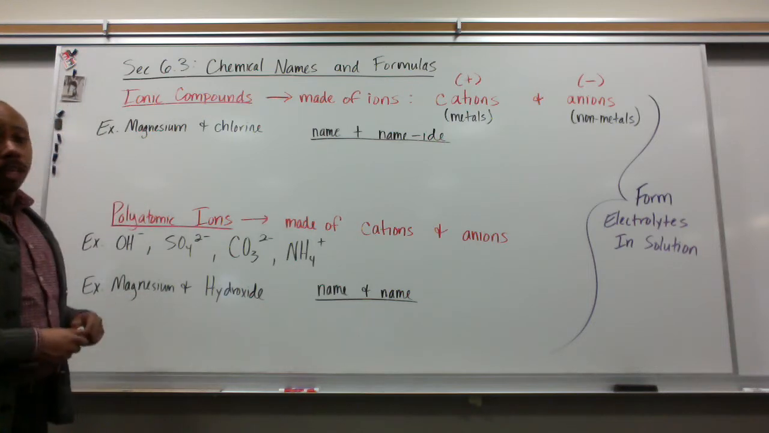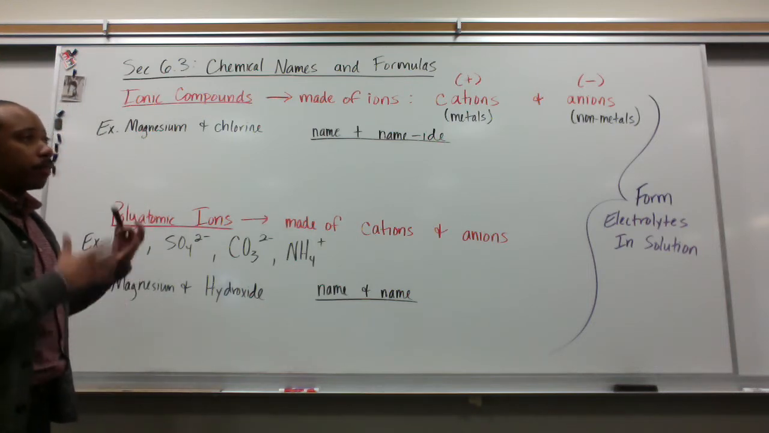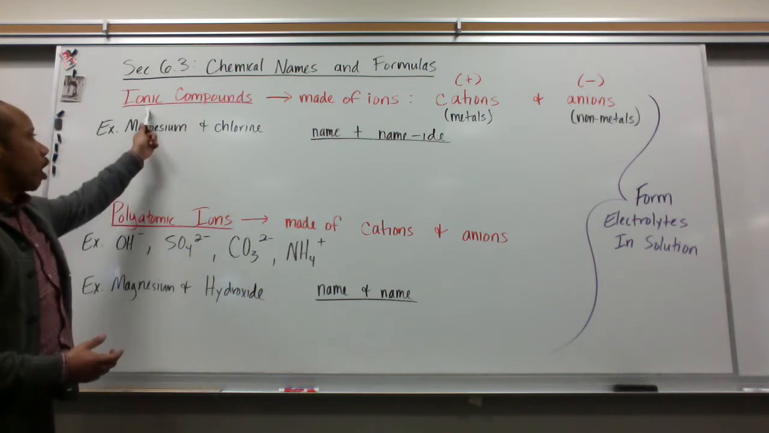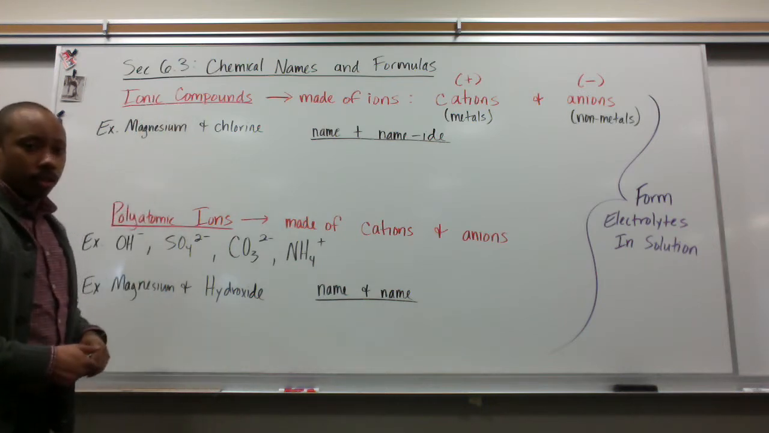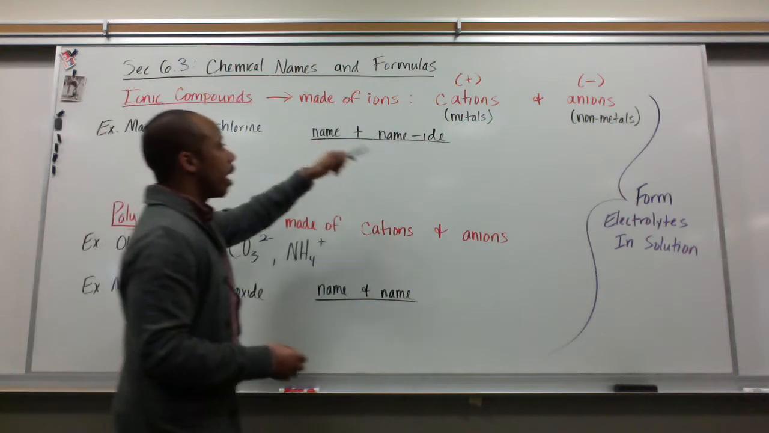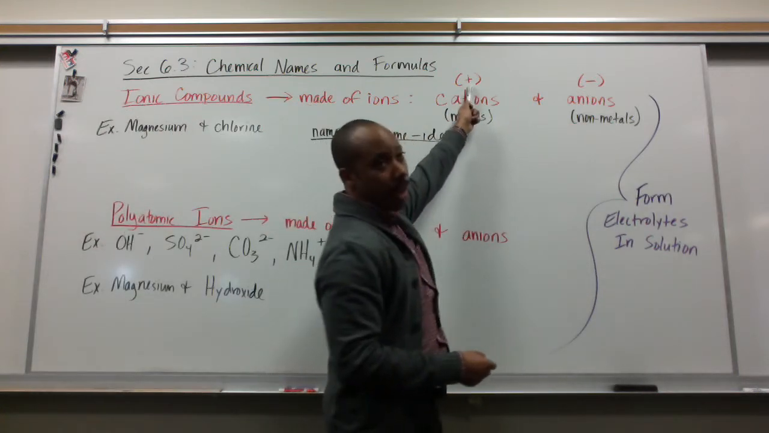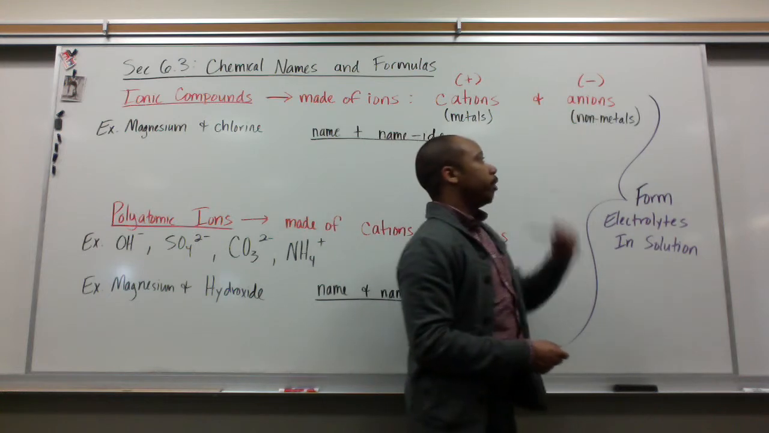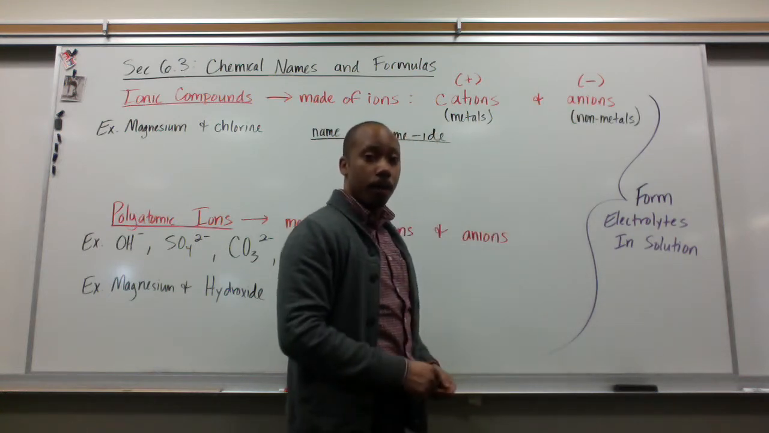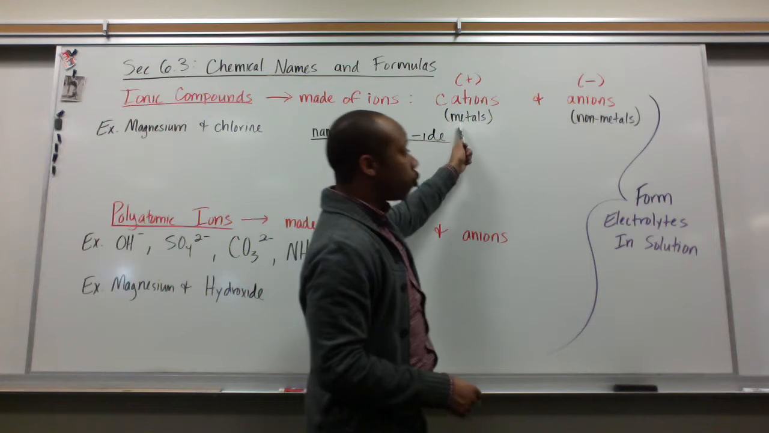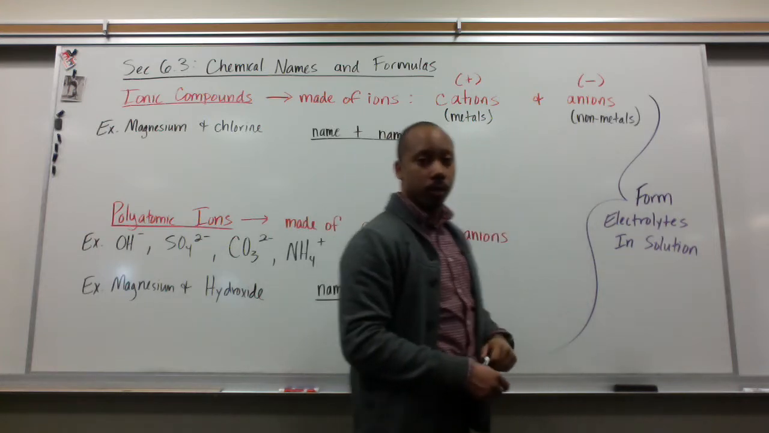When we're naming different compounds, we have different methods. The first one we'll talk about is naming ionic compounds. First off, ionic compounds are made of ions, cations and anions. Cations are positively charged atoms, anions are negatively charged atoms. Review your notes on ions to know more about that. Cations are usually metals, and anions are usually nonmetals.